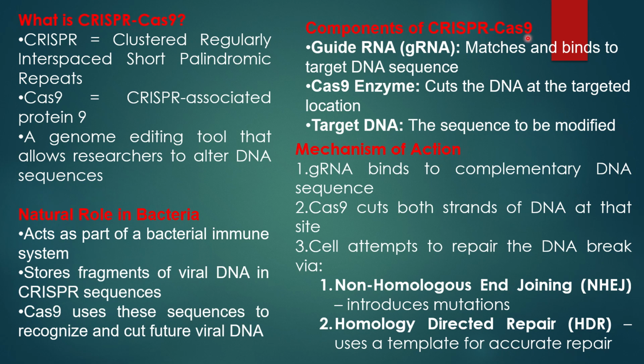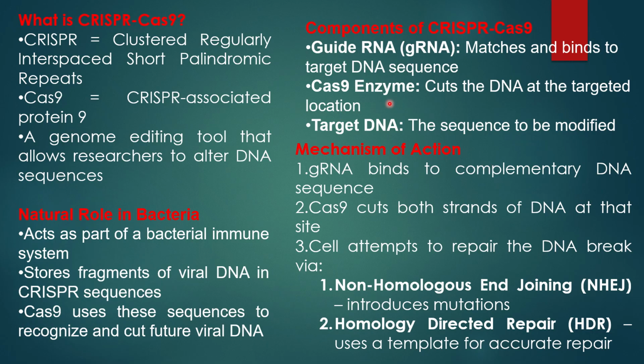Then, what are the components of CRISPR-Cas9? It has a guide RNA or gRNA, which matches and binds to the target DNA sequence. Then the Cas9 enzyme, which cuts the DNA at the targeted location, as I already told you, near the PAM sequences. Then the target DNA, that is the sequence of DNA which is to be modified. So these are the various components of CRISPR-Cas9.